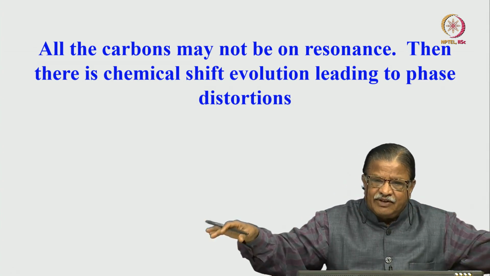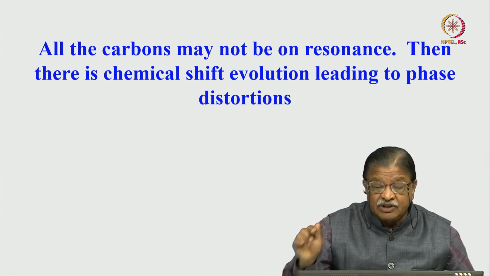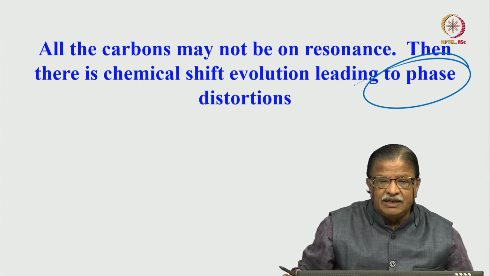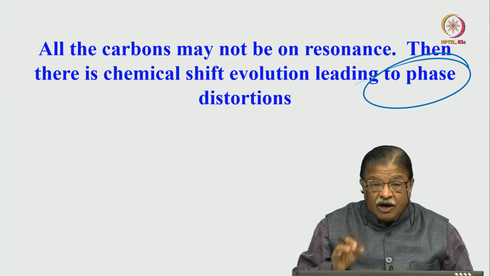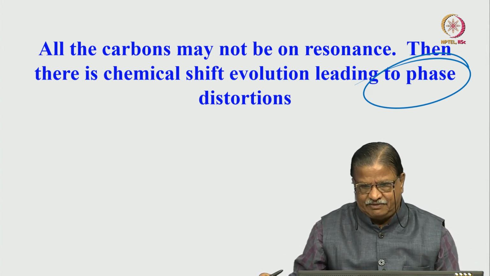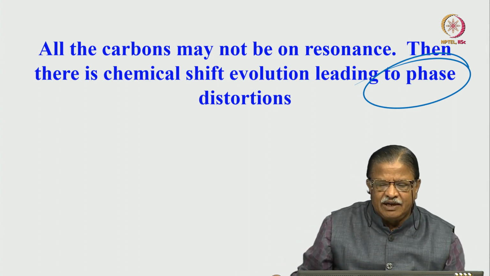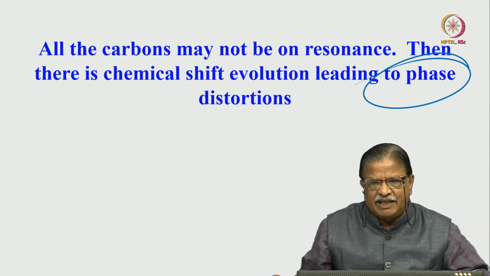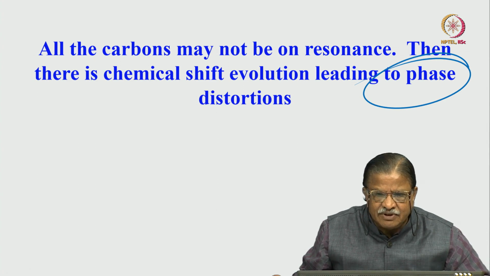If different carbons have different chemical shifts, they will be moving with different frequencies, and different phases will be there. So there will be phase distortion, because all of them may not be on resonance because of different chemical shifts. Then how do you overcome this evolution of chemical shift leading to phase distortions? We already understood this, please remember. How do you do the refocusing of chemical shifts?